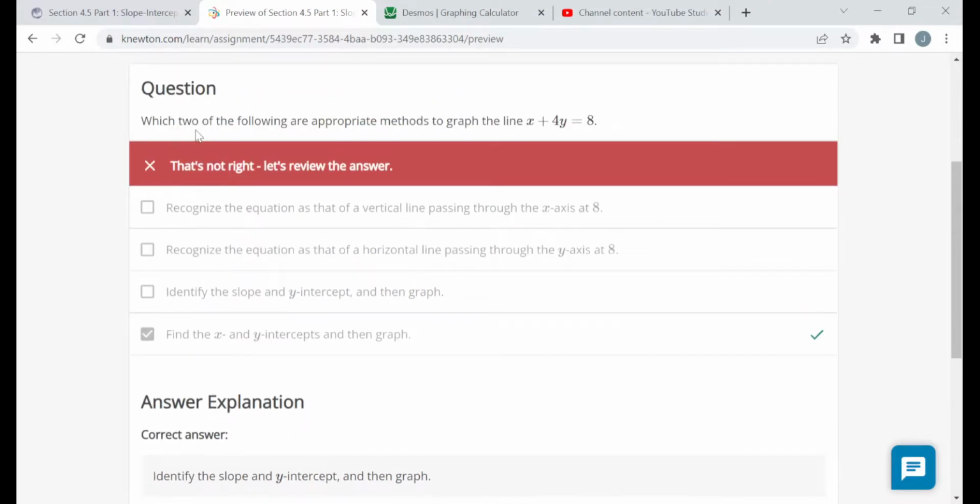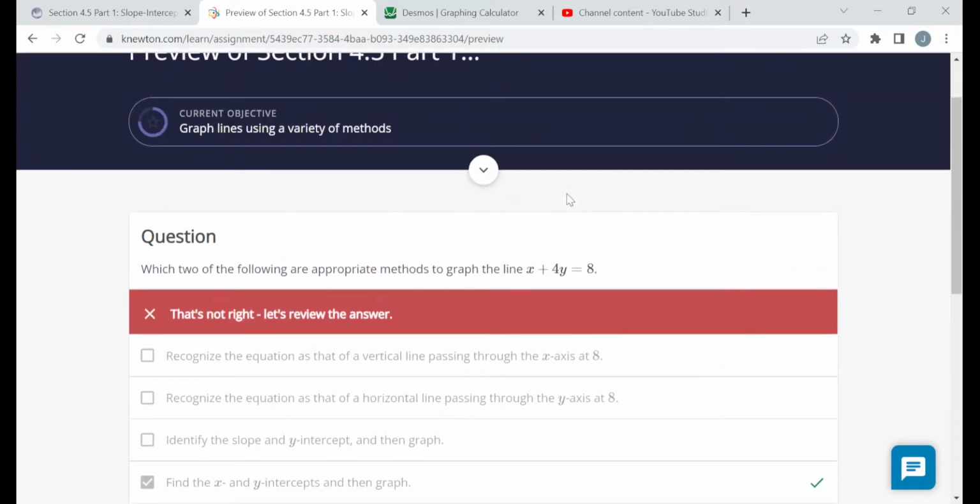Oh, I see. I didn't read the instructions. Which two of the following are appropriate methods to graph this? Alright, so there's another lesson for you. Don't rush, read the problem.